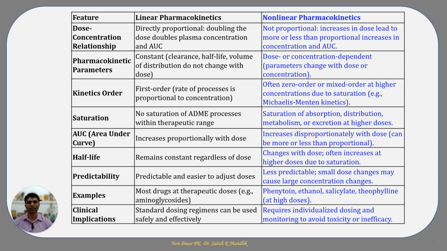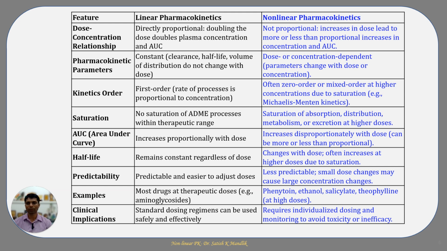So let's understand the differences between linear as well as non-linear pharmacokinetics. What is the dose concentration relationship in non-linear pharmacokinetics? It's non-proportional, meaning an increase in the dose does not lead to a proportional increase in the concentration as well as AUC. Pharmacokinetic parameters are constant in linear, but become variable in non-linear. So PK parameters change with the dose and the concentration in non-linear pharmacokinetics.